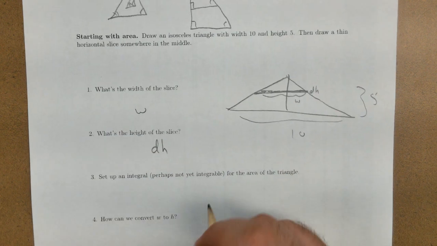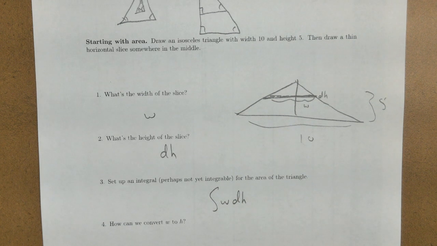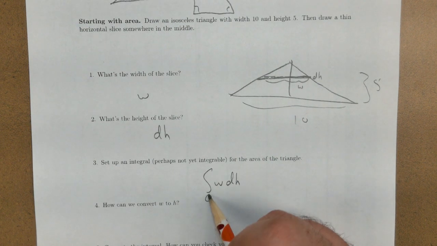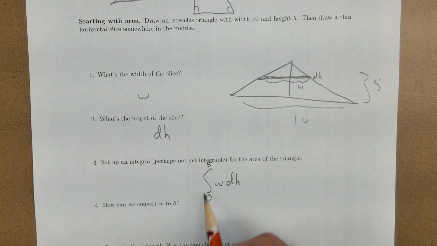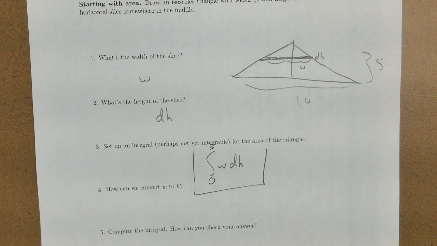Okay, and this integral would be W dH, because rectangles are length times width. I know it's a triangle, but the slices are rectangles. And so the height goes from 0 to 5. This right here is important. The idea of coming up with that integral generally, it doesn't have an x-axis or a y-axis, it's just the idea of integration by adding up these rectangles. Make sure that you understand that concept, because we're going to use that a lot.